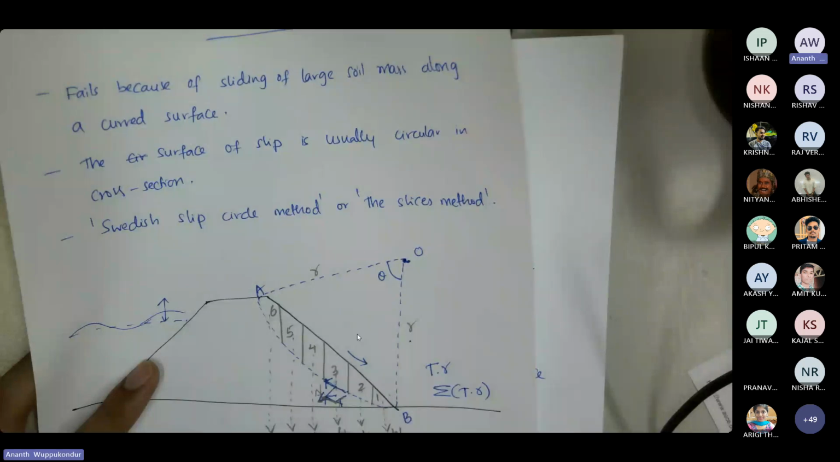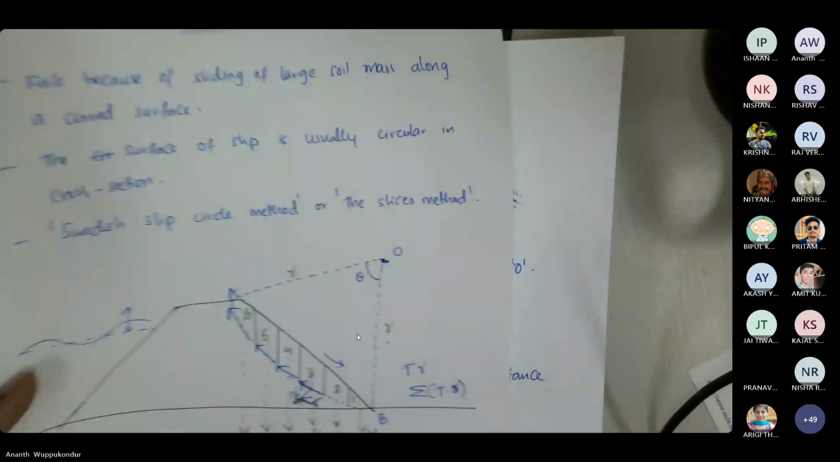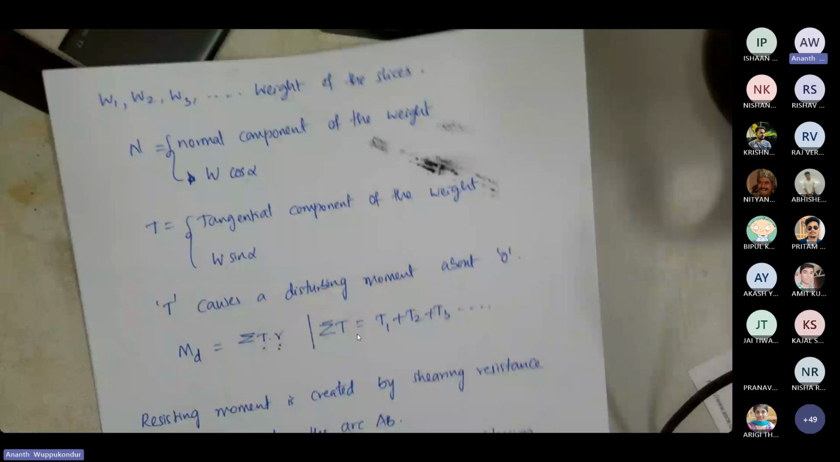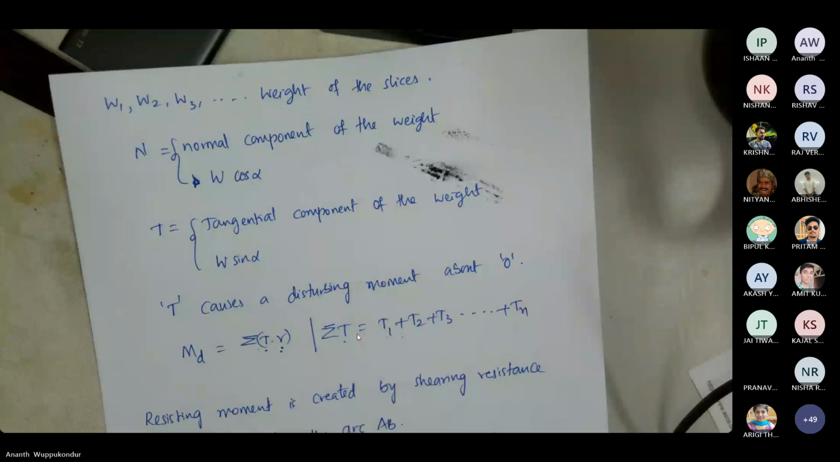So R is constant across this arc. So if you consider all the tangential forces, then the distance R is constant. So your total disturbing moment would be sigma T R, where sigma T is the sum of all the forces, T1, T2, T3 until Tn. So if you have n segments, then sigma T would be the sum of all the forces.